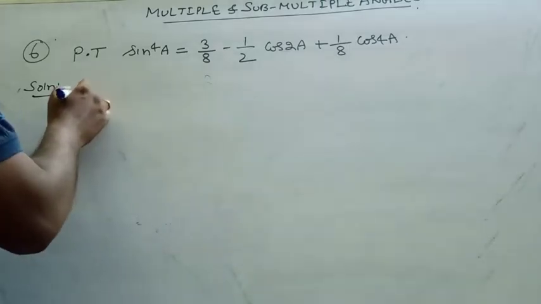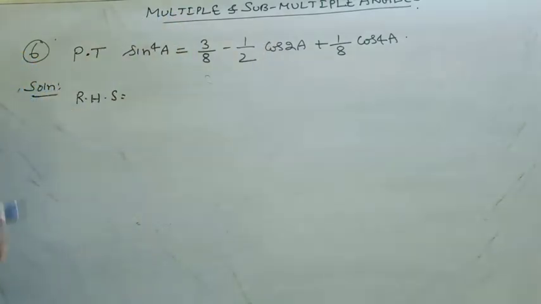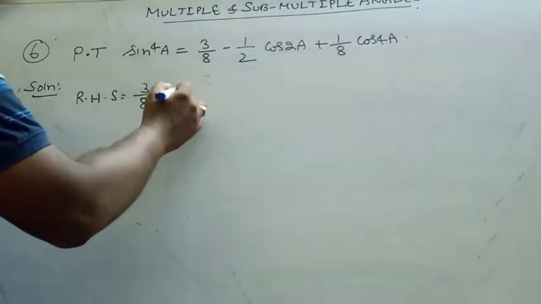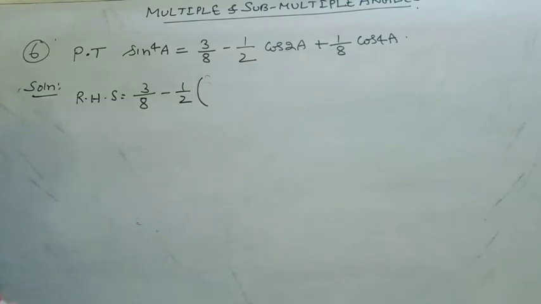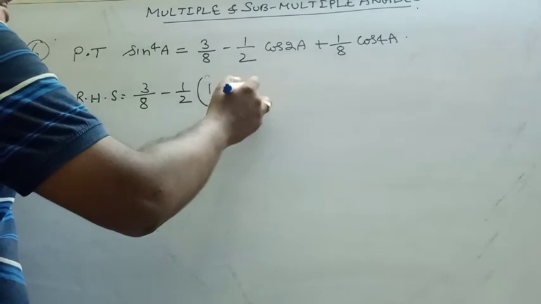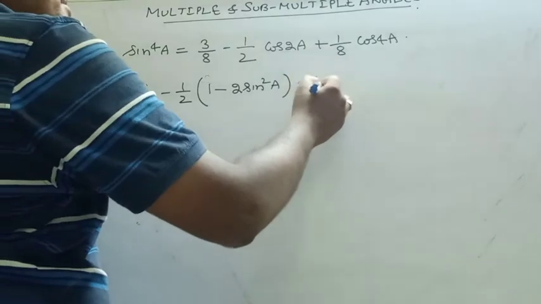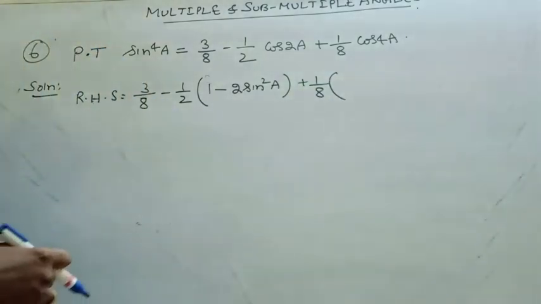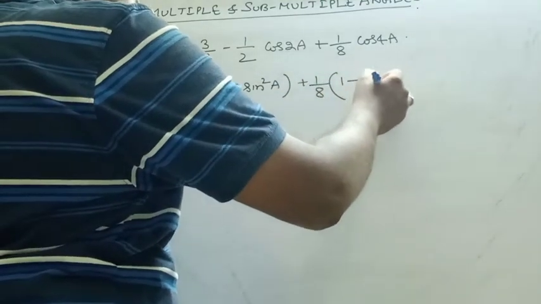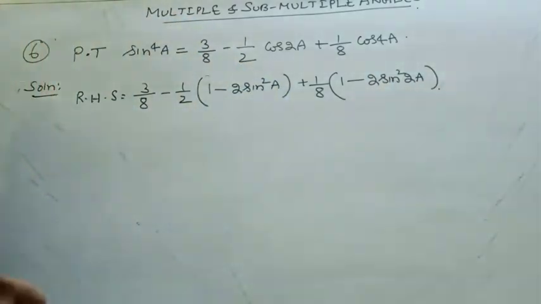Right? Let us take the complex part and prove the simple part, that is very simple. Here, now the right hand side part, this is 3 by 8 minus 1 by 2 into cos 2a. Cos 2a we require purely in terms of sine. That is 1 minus 2 sine square a, like this. Plus 1 by 8 into cos 4a. Cos 4a is nothing but 1 minus 2 sine square 2a.